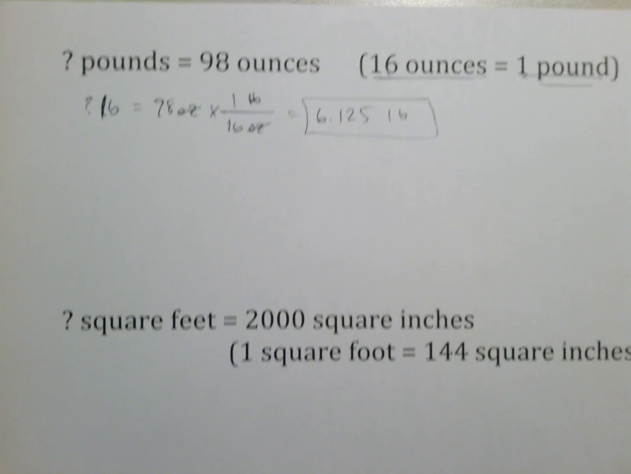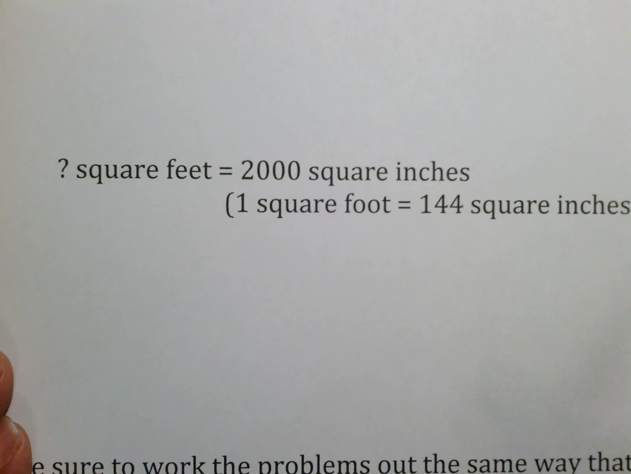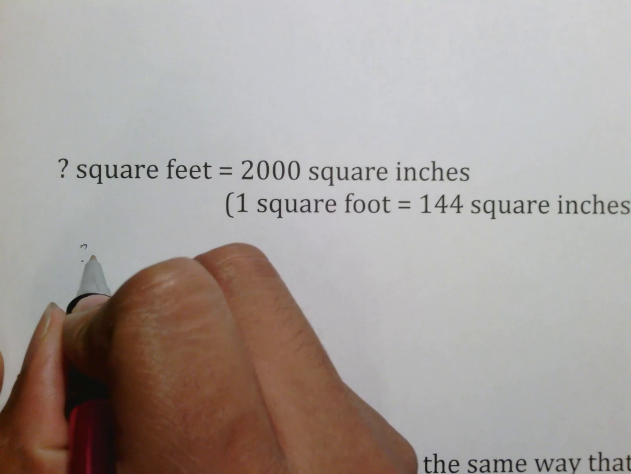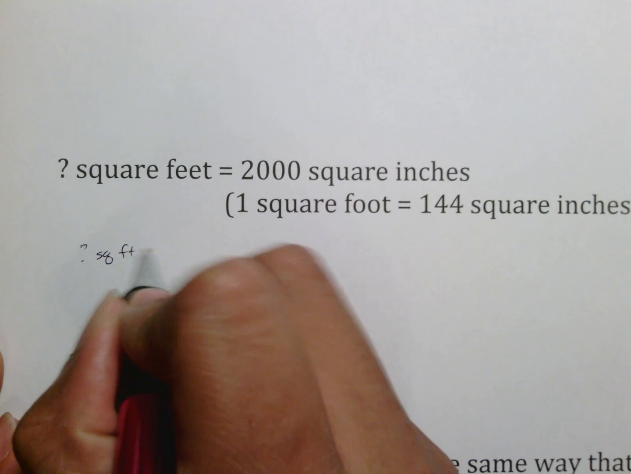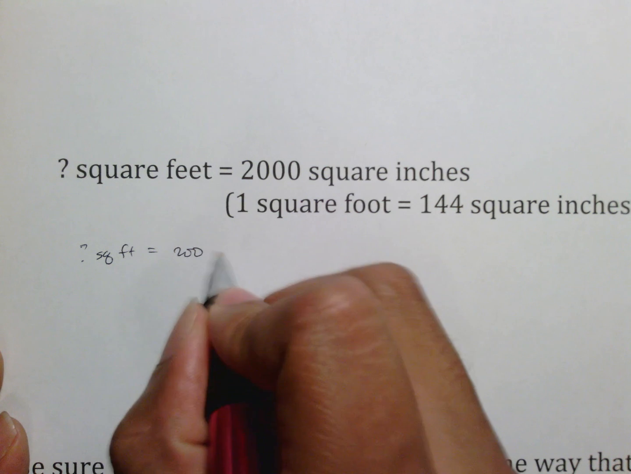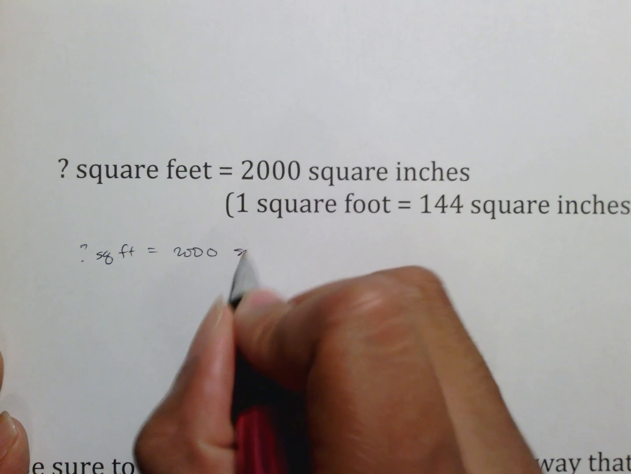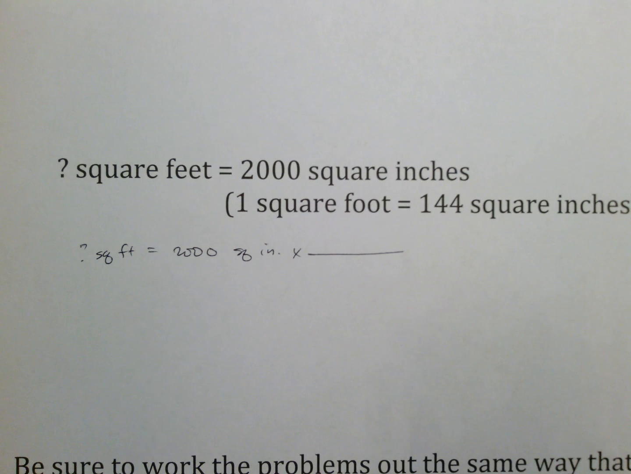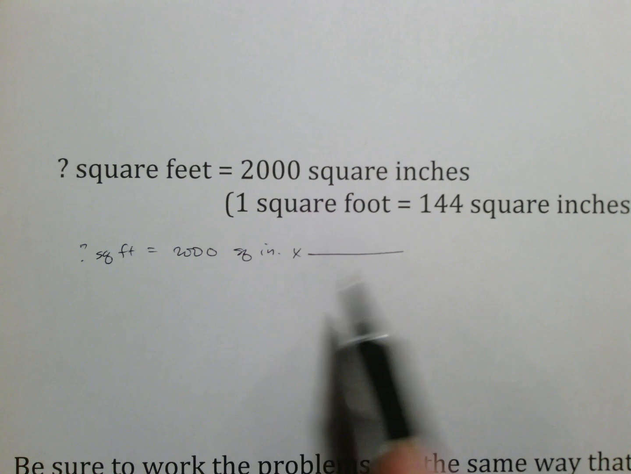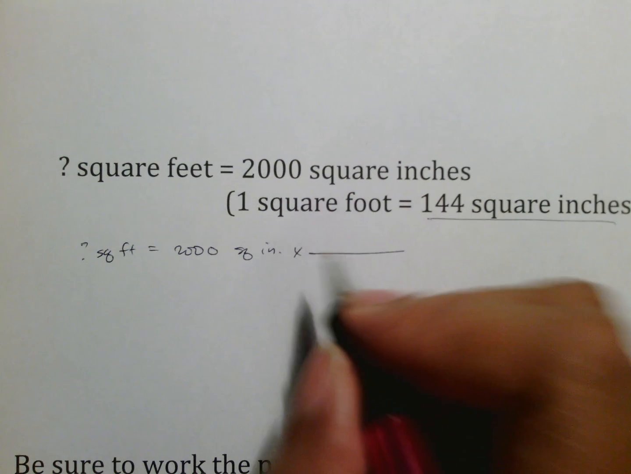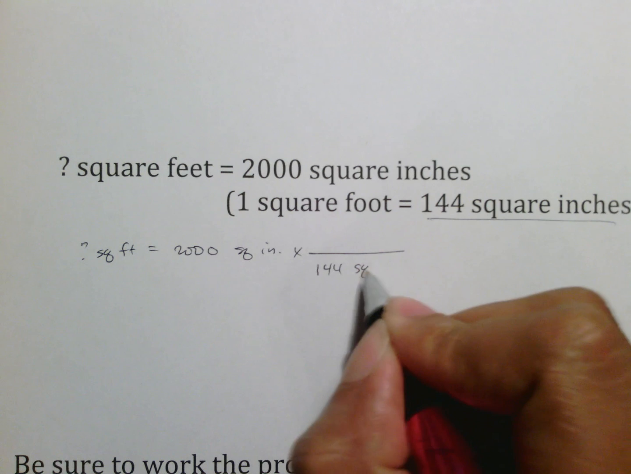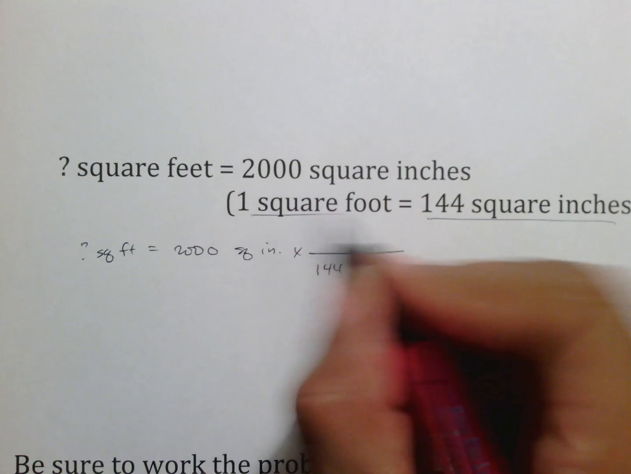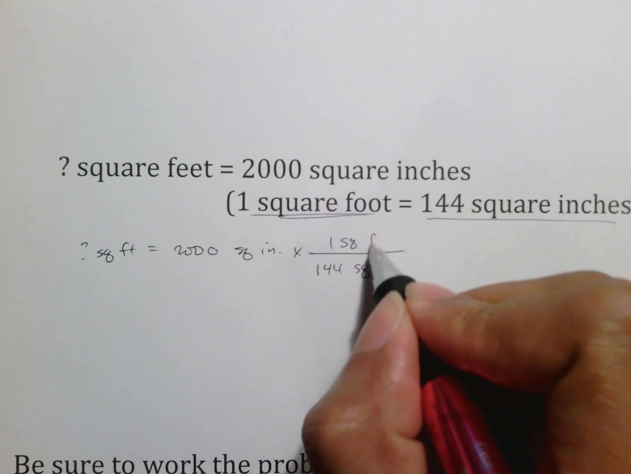And then the last thing we're going to do is square feet to 2,000 square inches. So question mark SQFT equals 2,000 SQIN, because that's usually what your inches is. Again, I want to get rid of square inches because square inches is here. That means I want square inches on the bottom, which means this has to go on the bottom, which means that this has to go on the top.